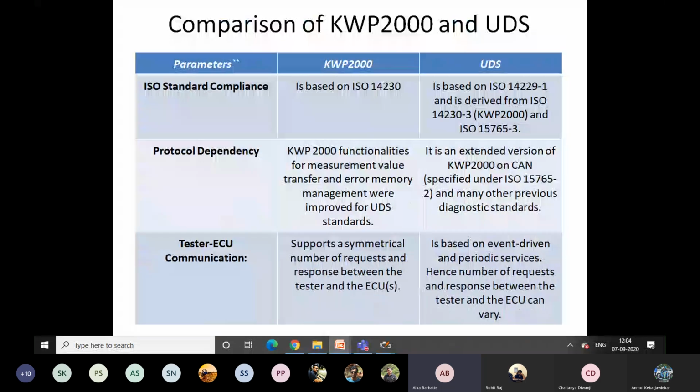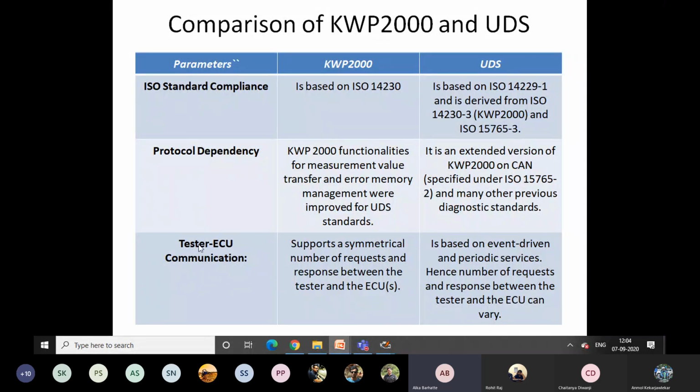Okay. Here a few differentiating points are given. The standard with which it is compatible is represented by the numbers. Then the protocol dependency. As I said, UDS is the extended version, so KWP 2000 functionalities for measurement value transfer and error memory management were improved by UDS. Those functionalities are supported by KWP, but they are improved in UDS as it represents the extended version.